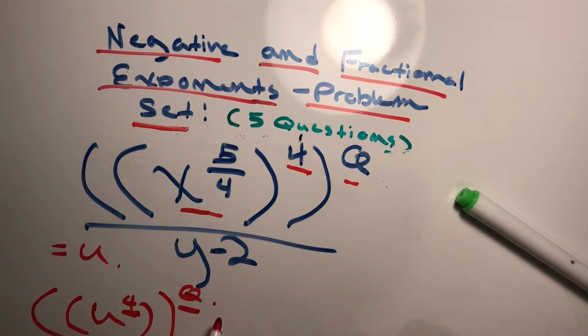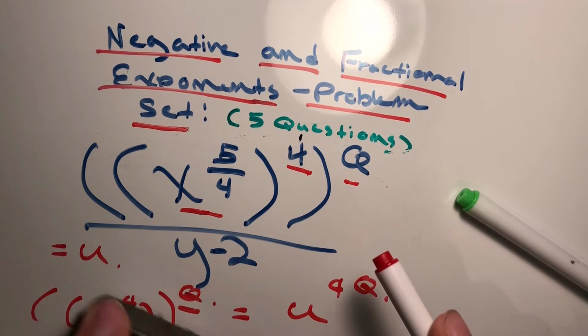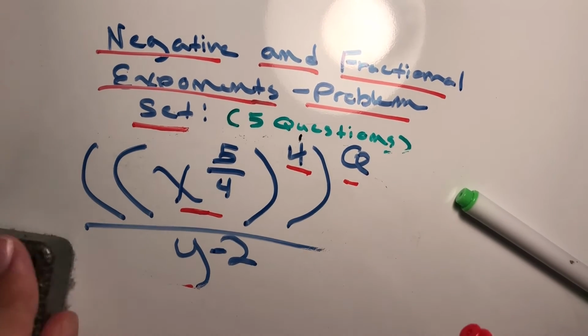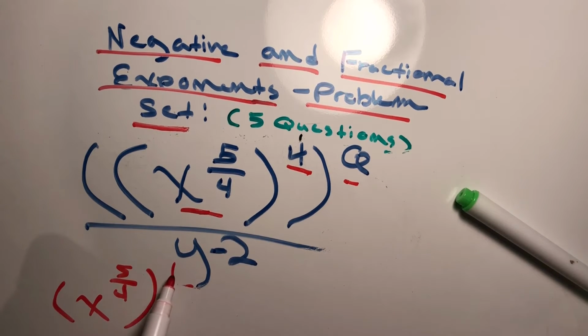All I need to do is apply law 2, and I'll get this to be u to the 4q. And great, since I said x to the 5/4 is equal to u, and I know that this value is u to the 4q, I can now plug in x to the 5/4 for u. So I'll have x to the 5/4 to the power of 4q.